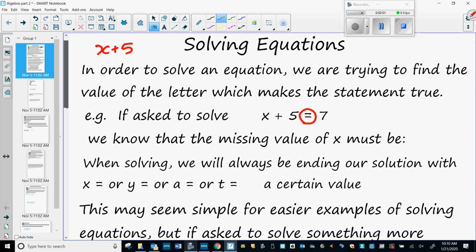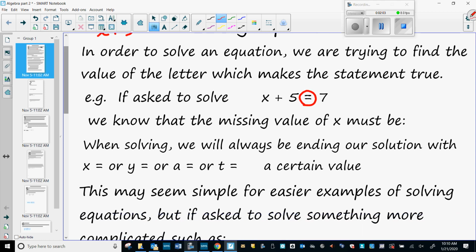So, what must the value be? Something plus 5 equals 7. What is the missing value? Kelsey? 2. Good. So the missing value must be a 2, because 2 plus 5 equals 7. Now, that's pretty easy, yes? We just need to look at that and go, well, that's super obvious. But it's not always going to be that straightforward.